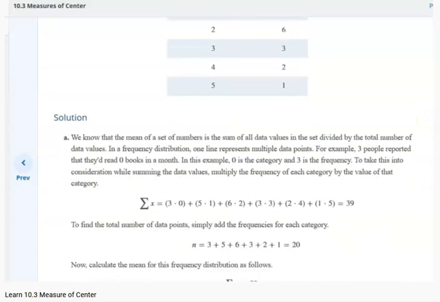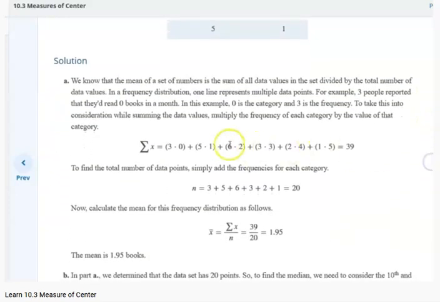So in finding the mean, we take a look at how they set it up here. Again, they're looking for the sum, and we had to go 3 times 0. Of course, that's going to be 0. 5 times 1 is 5. 6 times 2 is 12. 3 times 3 is 9. 4 times 2 is 8. 5 times 1 is 5. And then when we add up our totals here, we see that 39 books were read that month.